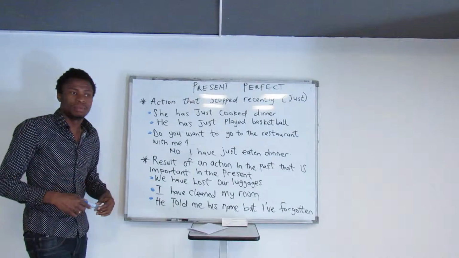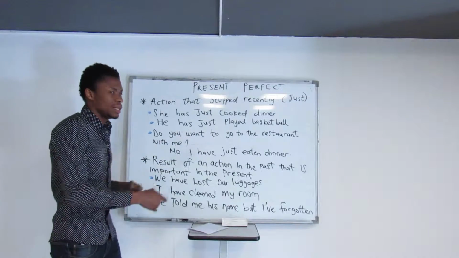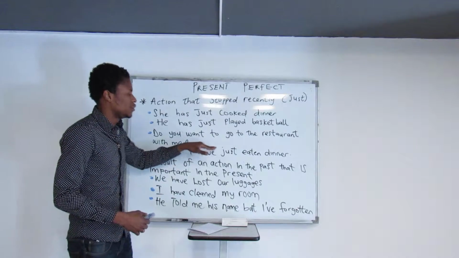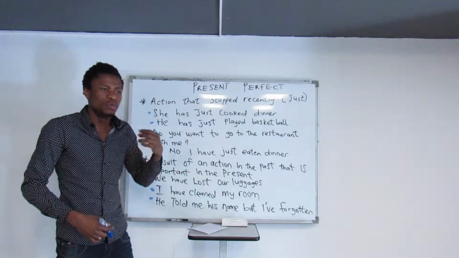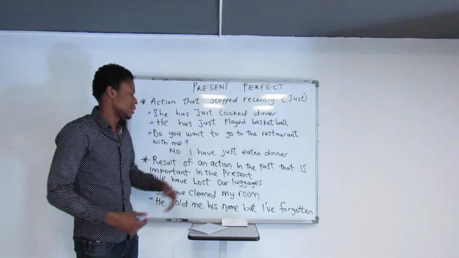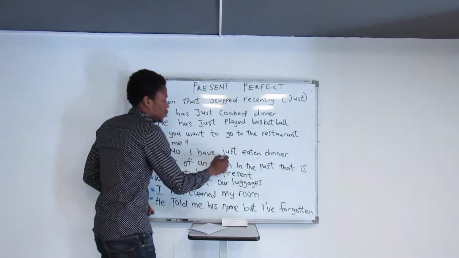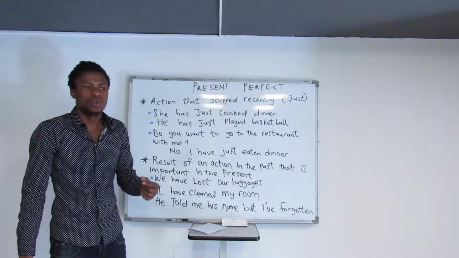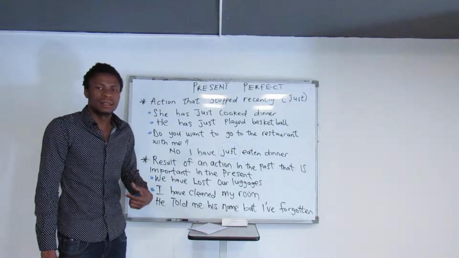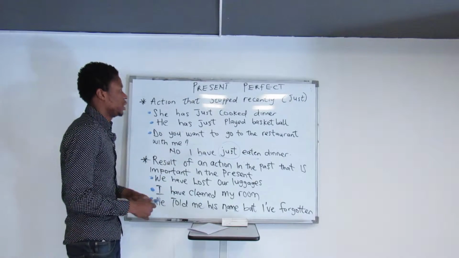Now, let's look at this example. Do you want to go to the restaurant with me? Like somebody's inviting you to the restaurant, and you can just answer, no, I have just eaten dinner. It means you recently ate dinner. So we have a present perfect action and we use just to show it's a recent action, not long ago. It means you just ate dinner and you don't have space for more food. So we use present perfect for that.